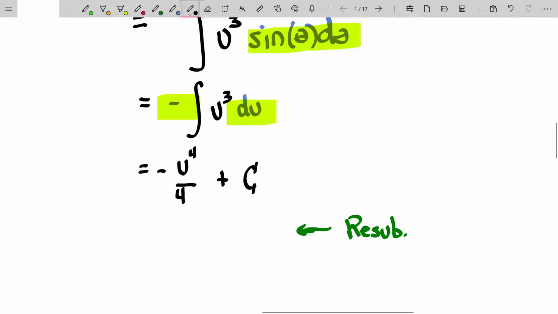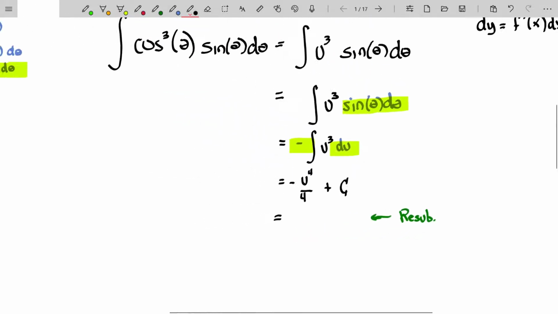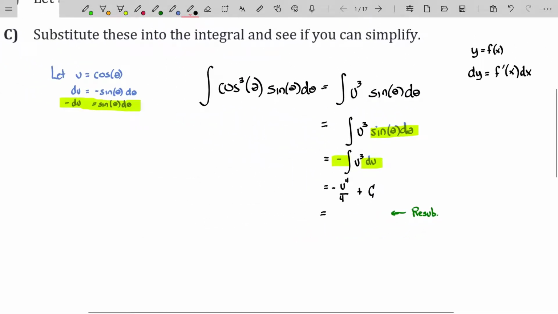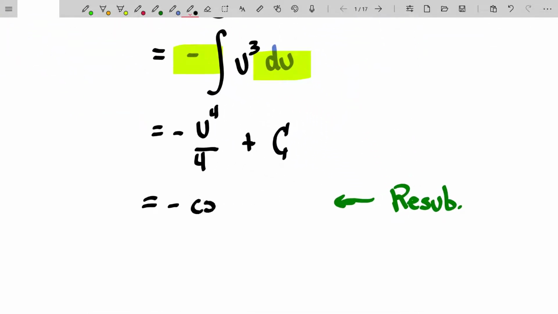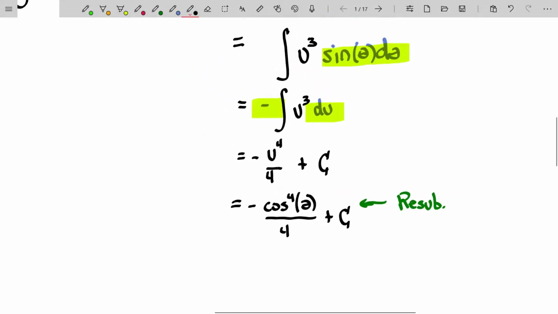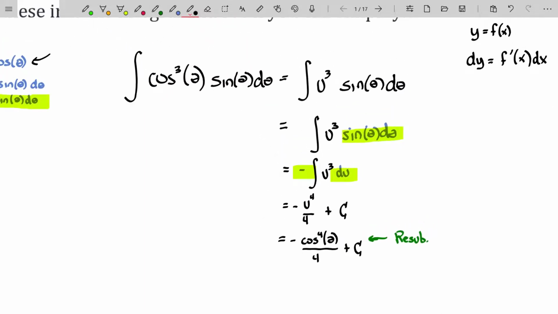And remember, u, off to the left-hand side here, we allowed to be the cosine of theta. So this is going to be the negative cosine to the 4th power of theta all over 4 plus some constant c. That is what you would take the derivative of to arrive at this integrand.